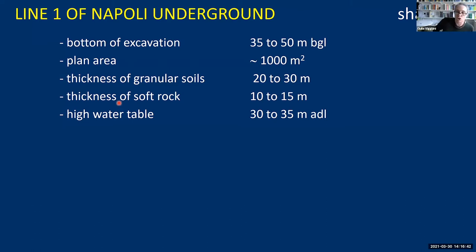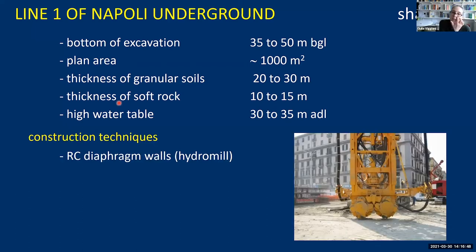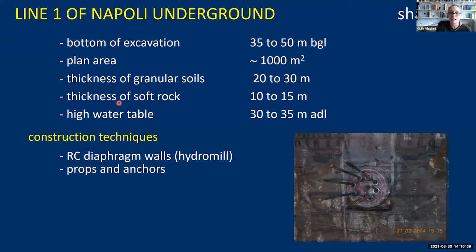And these are very major civil engineering works which require adequate construction techniques. In particular, support for the excavation was provided by reinforced concrete diaphragm walls, which were created using a hydromill in 2.5 meter wide and 1 meter thick panels. These were typically supported by steel tubular props at the surface and 4 to 6 levels of pre-stressed anchors.